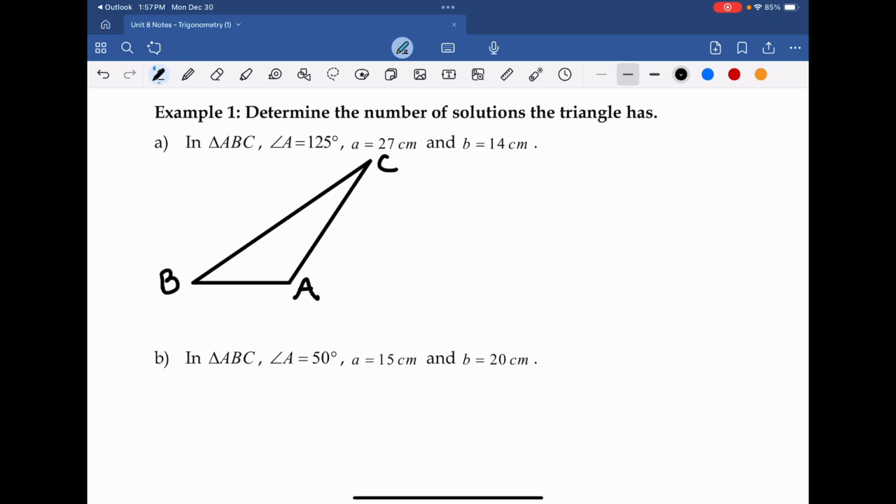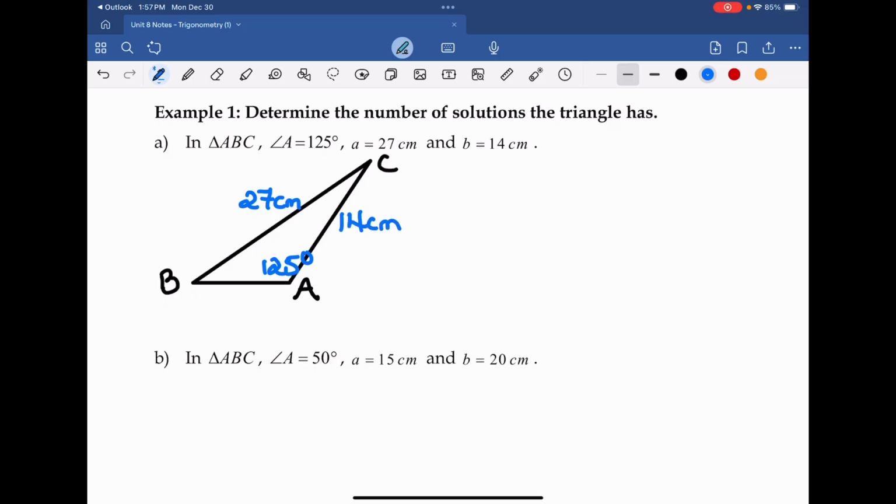Now, according to this, we have that A is 125. So I'm just going to write that in here. This is 125 degrees. Our side length A is 27. So I'm going to fill that into the triangle too. There we go. And then I'm going to put B as 14 centimeters like this.